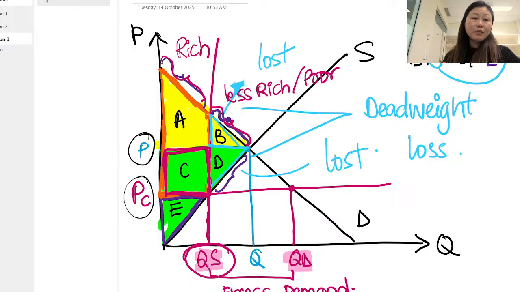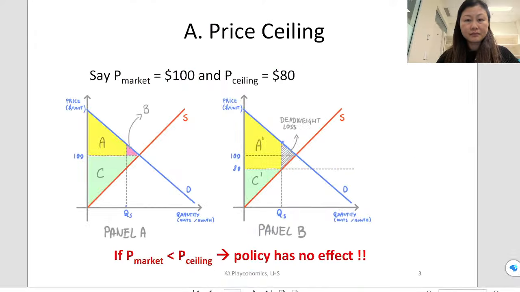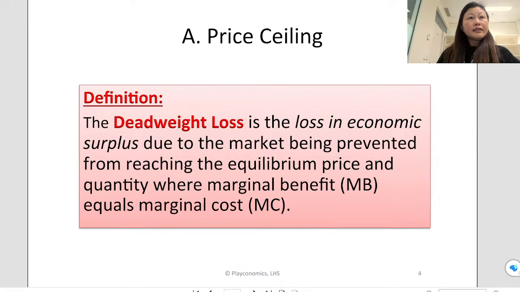Now, going back to deadweight loss. Actually, I'm going to go back to the slides. Give me a second. So we're going to focus on deadweight loss. Deadweight loss is the loss in the economic surplus due to the market being prevented from reaching equilibrium price and quantity where marginal benefit equals marginal cost.